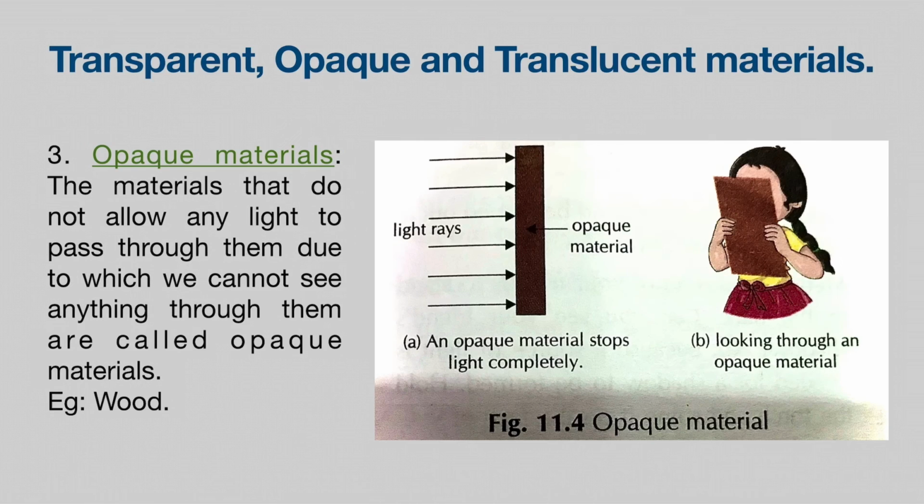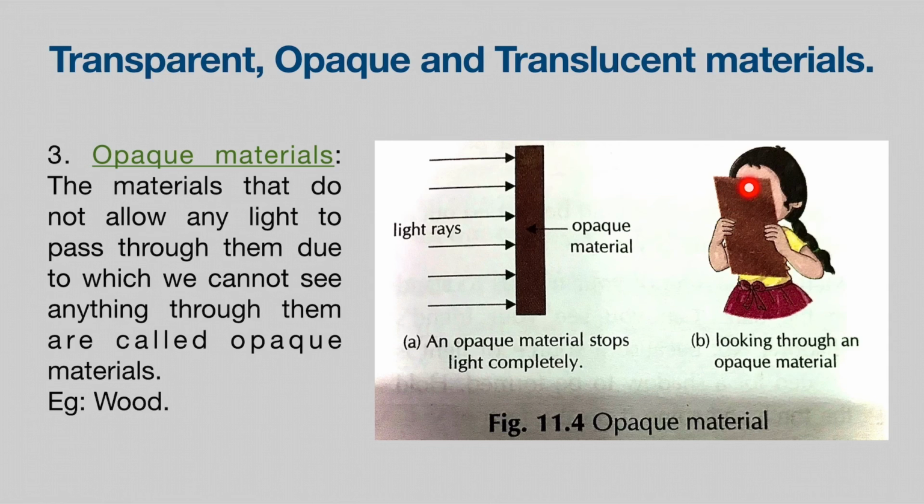Now after that, the last one we have is opaque material. If you look here at the diagram, you will understand it by yourself. That is, towards the left side there are many light rays, but if we look at the right side, none of the light rays are able to cross. That's why we cannot see her face.